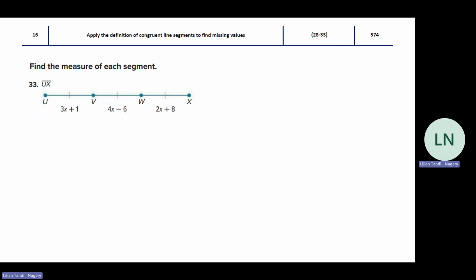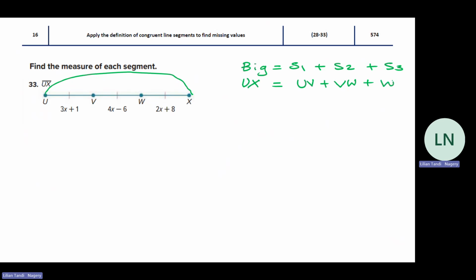So we have here, we need to find UX. We need to find from here to here, okay? So that's the big part. Now, I have 3 parts that are congruent, but all these 3 parts have X, so I have to find X first. Okay, so let's write our theorem. UX is the big part, and it is made of UV plus VW plus WX.